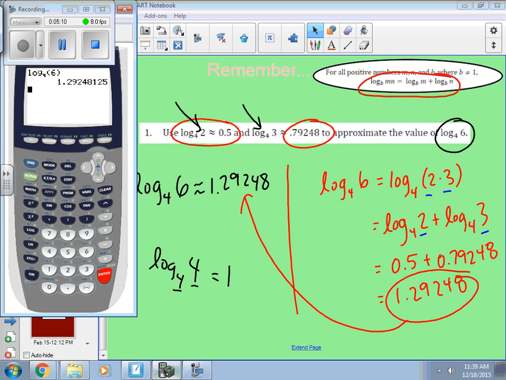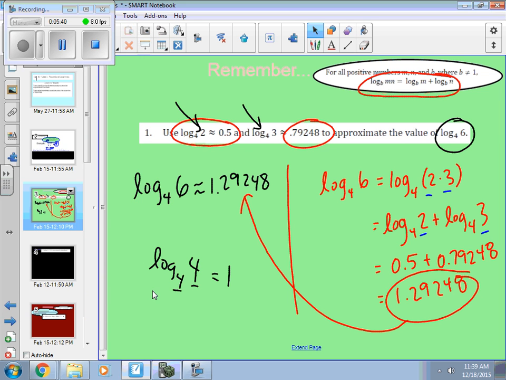Just to show you that that's true, if you go in your calculator and type that in, log base 4 of 4, it always equals 1. Anytime the base number matches what you're taking the log of, it's always equal to that. Remember, common log is base 10, so if you do log base 10 of 10, that also equals 1. So anytime the base number matches what you're taking the log of, it's always 1.